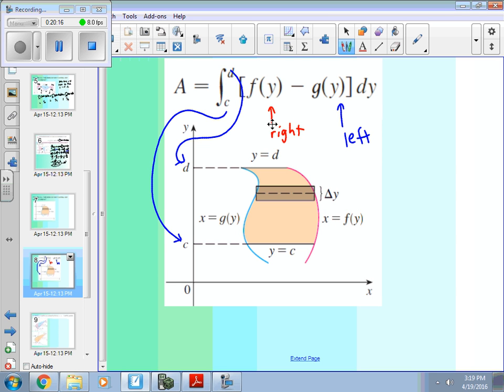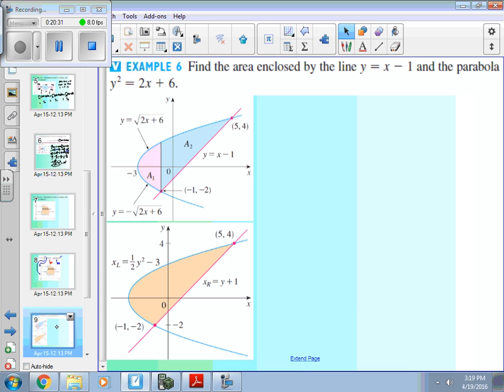So we want to find where to integrate them from that location. Also, when we're doing this, notice our function's not x anymore, it's y. So you need to solve your equations and have y as your variable, not x. Let's look at another example of where you'd use something like this. So in example 6 here, it says find the area enclosed by the line y equals x minus 1 and the parabola y squared equals 2x plus 6.